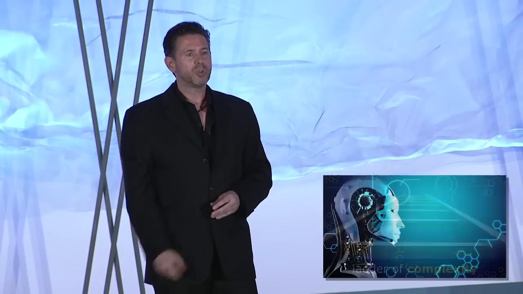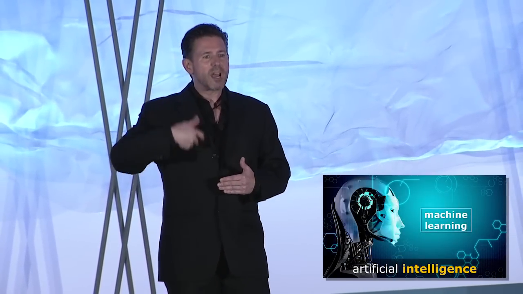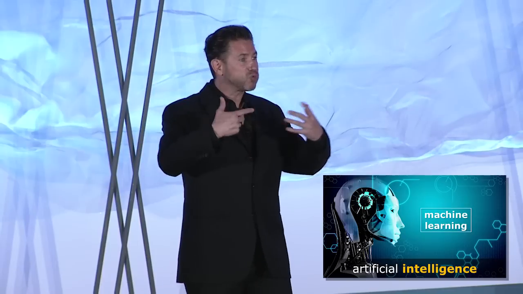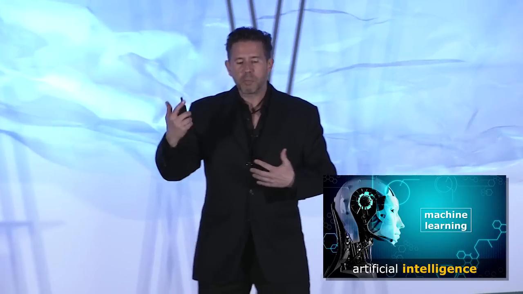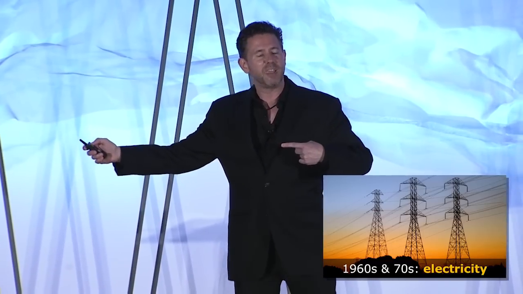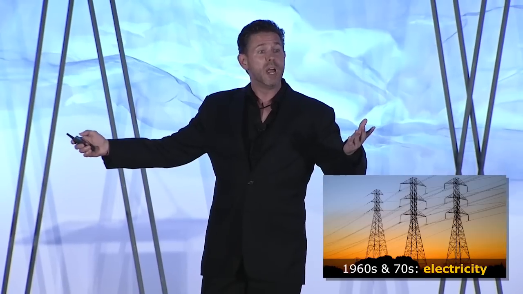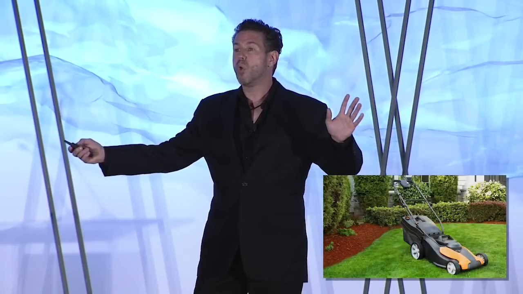Guys, that's what artificial intelligence is all about. It's working our way up that ladder of complexity. We're getting into really complex tasks that machines can now handle. If you look back into the 1960s and 70s, the innovation back then was electricity. That was the big thing. So what did businesses do? They put electricity into everything. They just took one industry after another and added electricity.